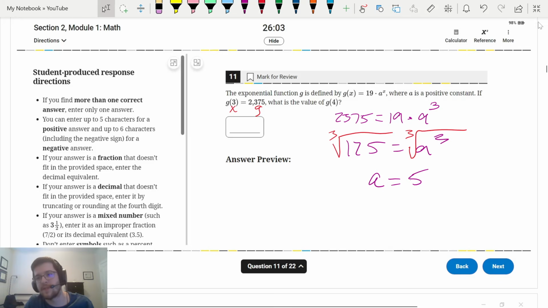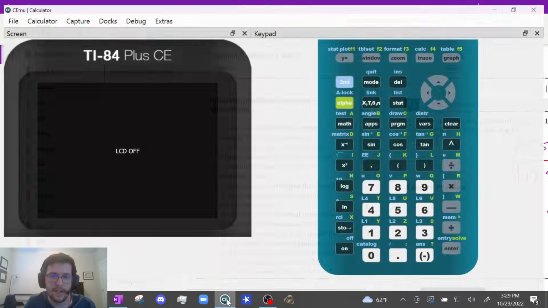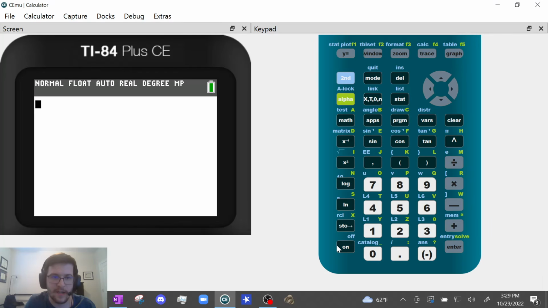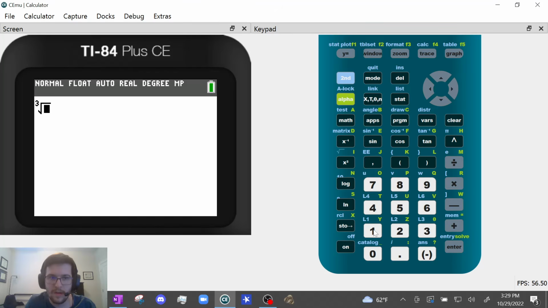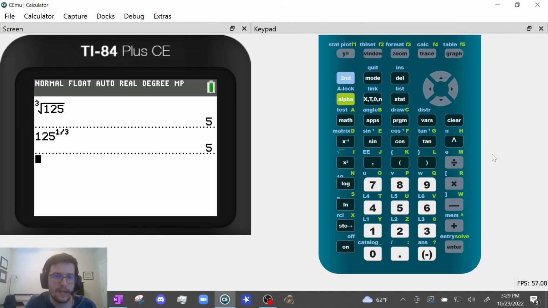Let me just quickly, because I feel like lots of people don't know how to do this, show you how to do the cube root on the calculator. You press math, and then you scroll down to the fourth option. You could also recognize that the cube root is the 1/3 power. So you could type in 125 to the 1/3, but I imagine that's more confusing. And I'm also sure Desmos has a button that can do this, but either way.